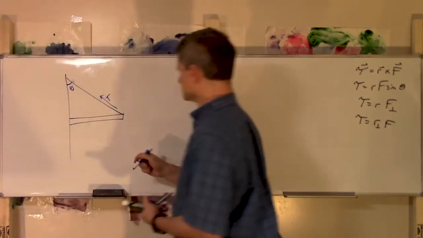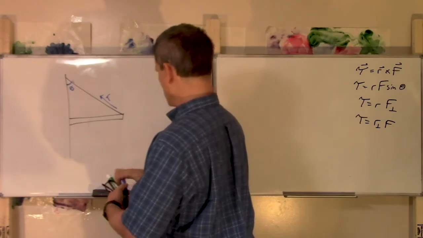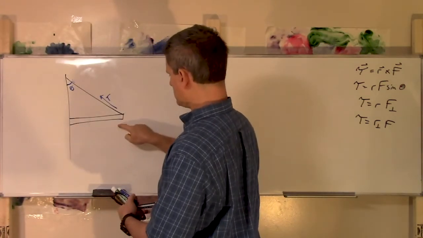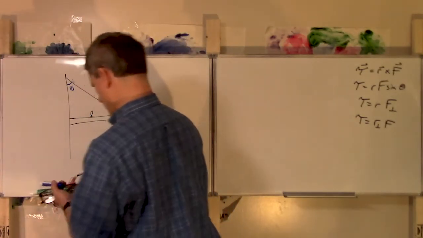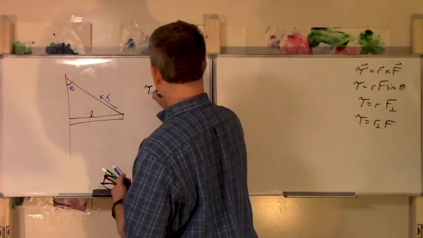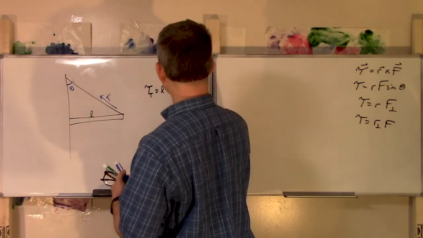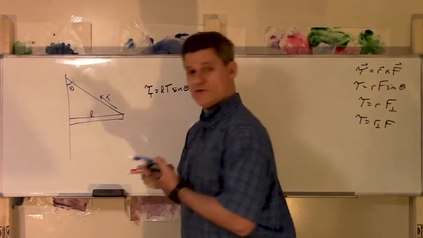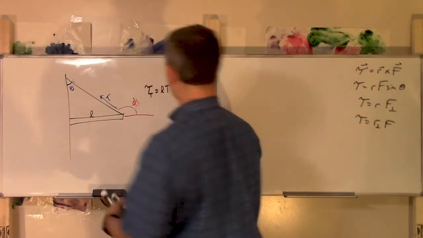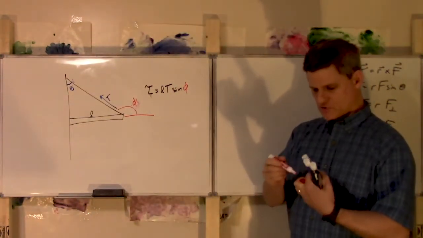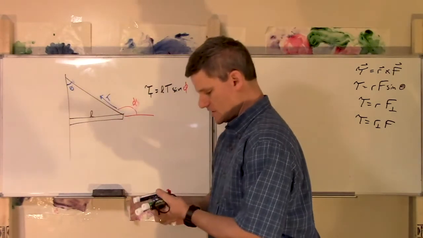Here, the torque caused by the tension is going to be R F. R is the length of the beam, and F is the tension itself. So the torque caused by the tension is L times T times sine of the angle. And what angle would that be? That would be this angle there. That's possible to do. It's really not a big problem to get that angle. If you know this, you can figure it out. Not too hard at all.